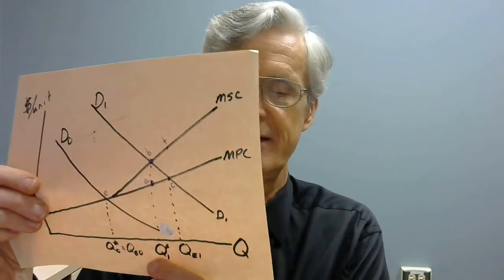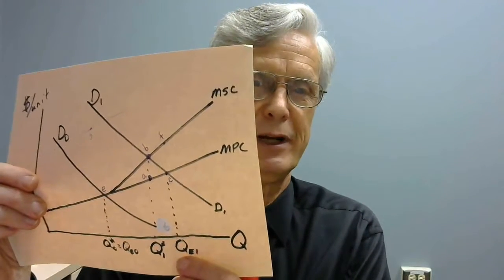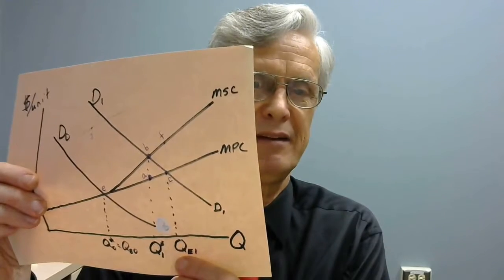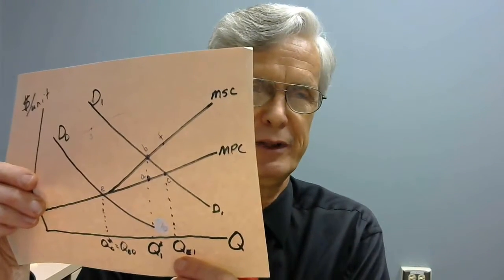Okay, so if we don't do that, we're going to have a dead weight loss out here at QE1, right? The dead weight loss would be area BFC. Okay, BFC is the dead weight loss if we don't do anything.